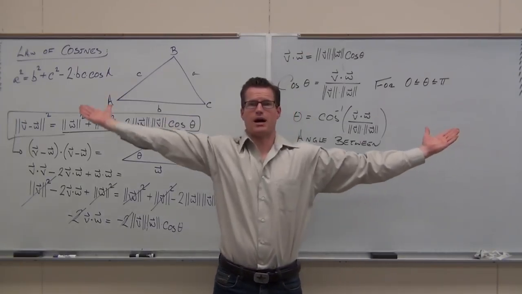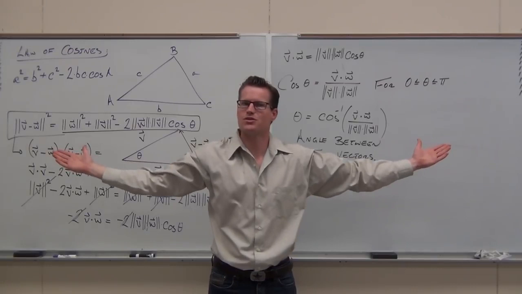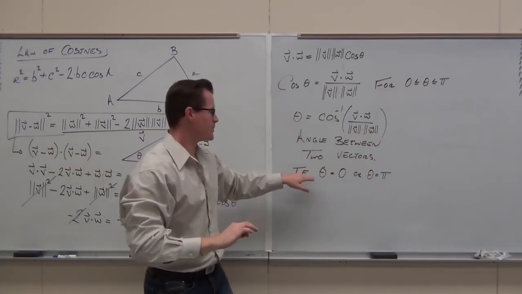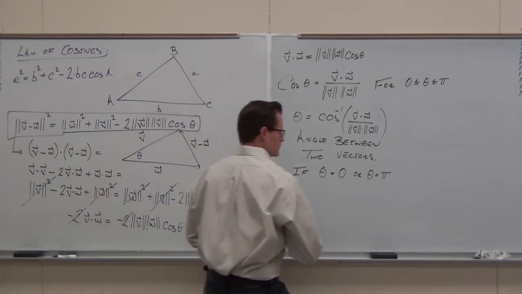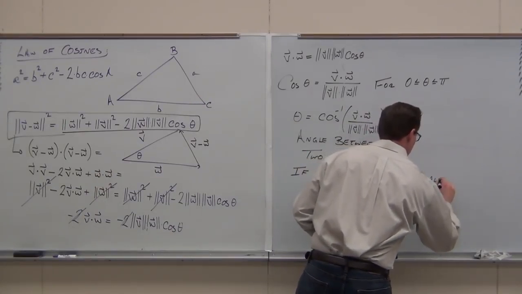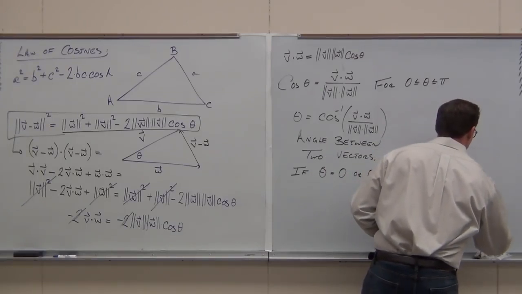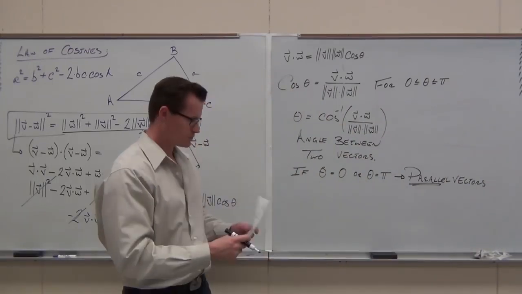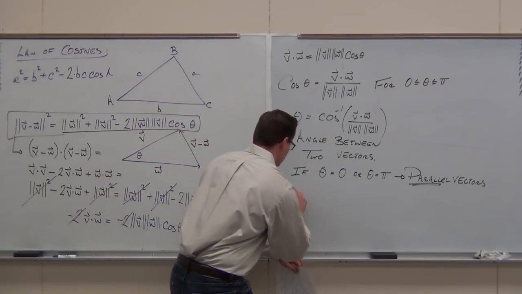What if our angle is pi? Do we also have parallel vectors? Yes. Opposite direction, but they are parallel. Does that make sense? So if theta is 0 or theta is pi, we have parallel vectors. What about this one? And we're going to work with this one. This is going to be kind of cool.